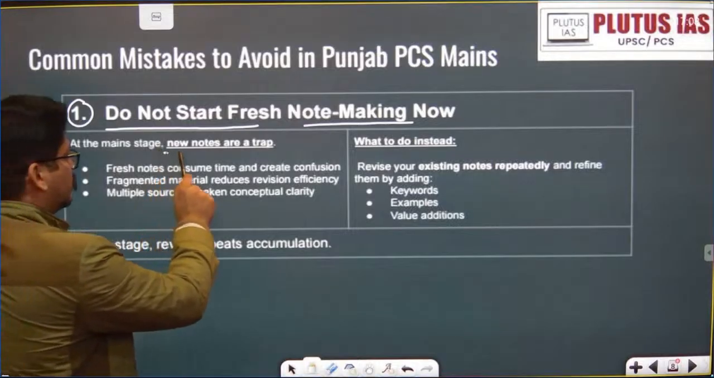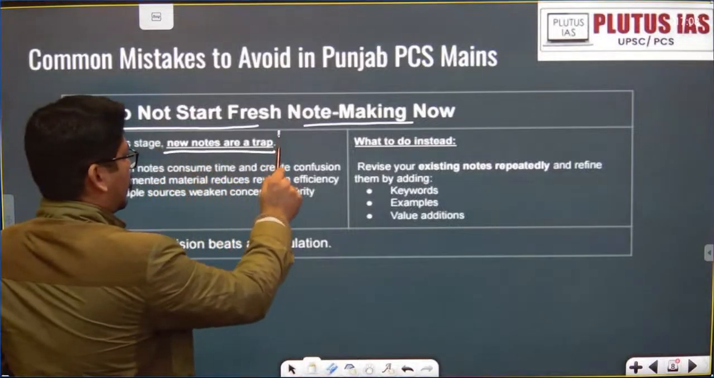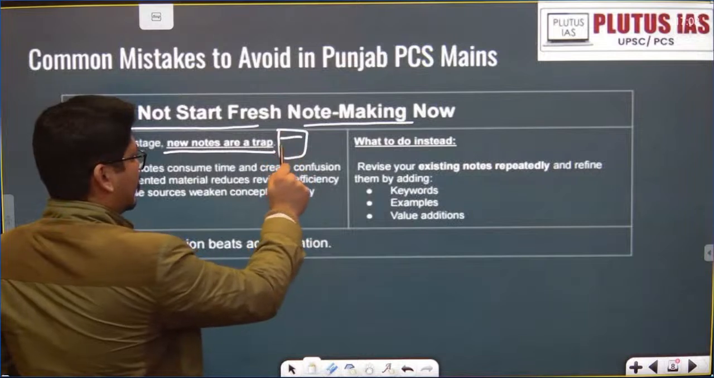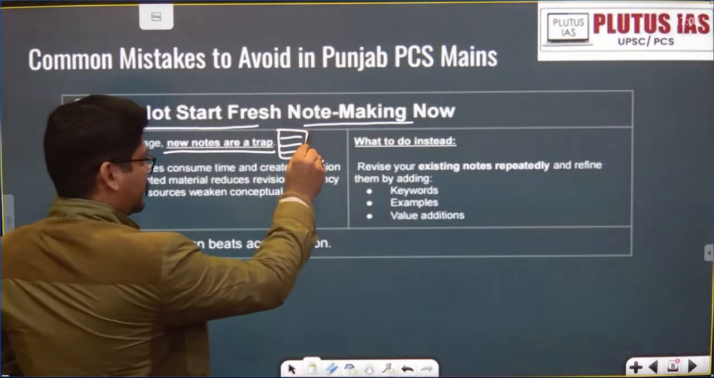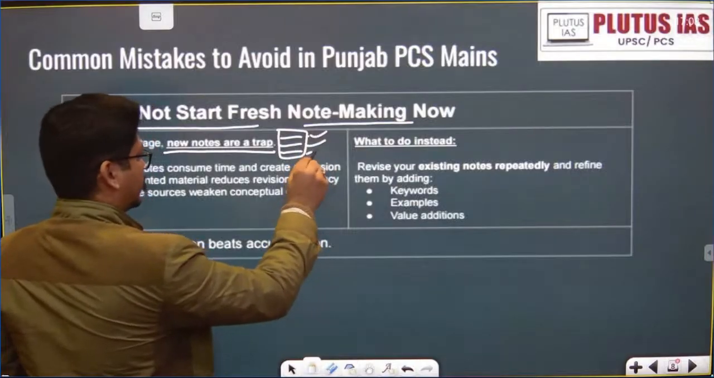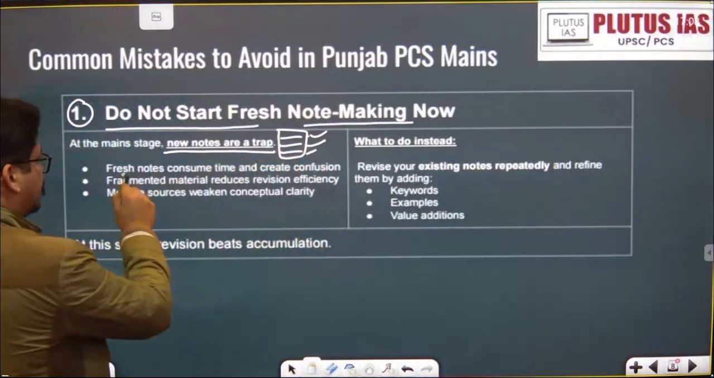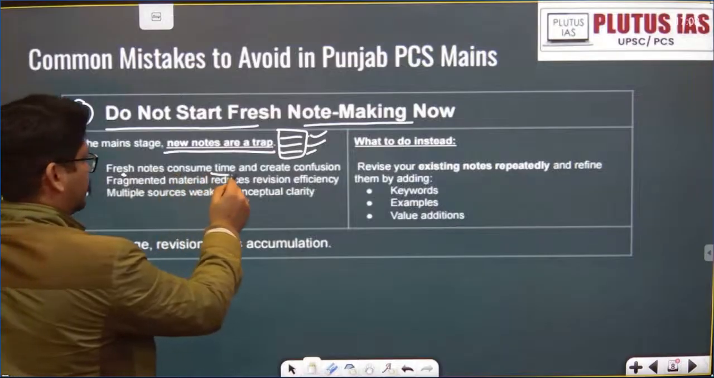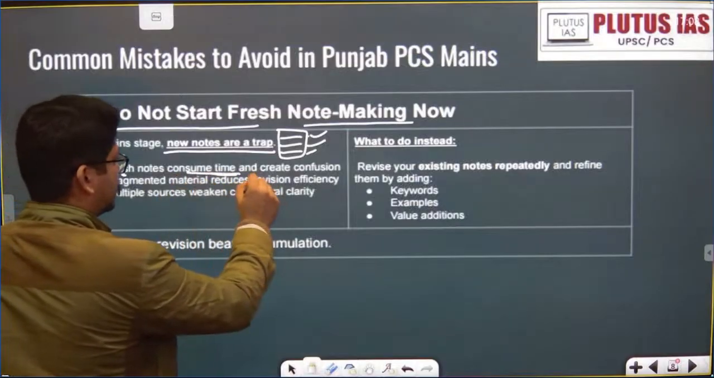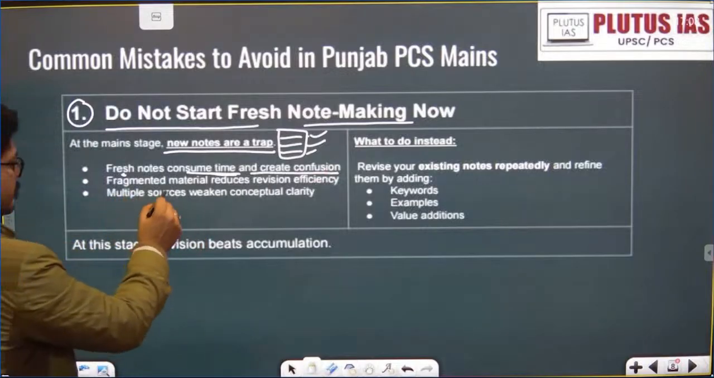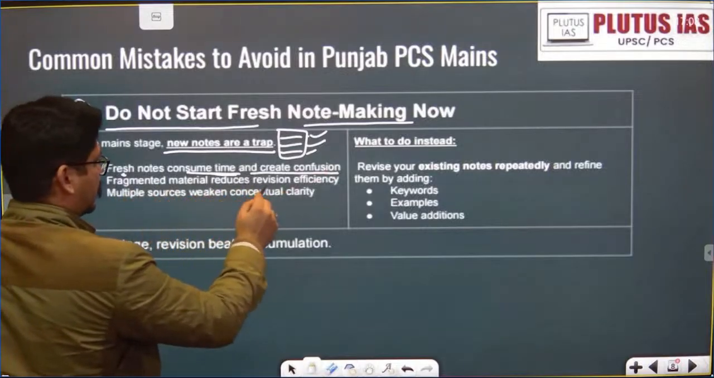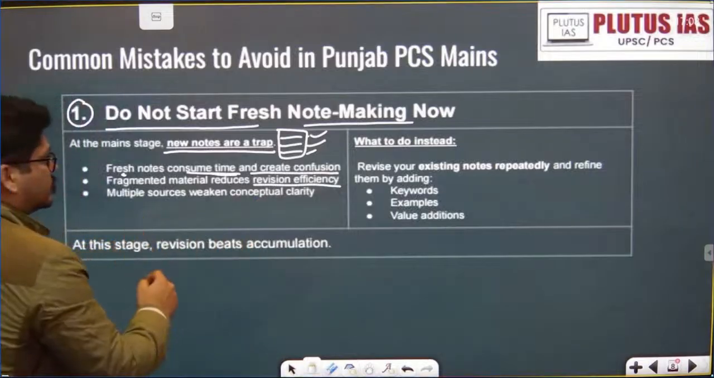because new note making is a trap. आप सिर्फ नोट्स बनाते ही रह जाएंगे, आप उसको रिवाइज कब करेंगे? तो जो पुराने नोट्स हैं, कृपया उसी पर फोकस करें, उसी को रिवाइज करें. It will, of course, consume your time. It will create confusion for students. It will be fragmented material, of course. No revision efficiency.